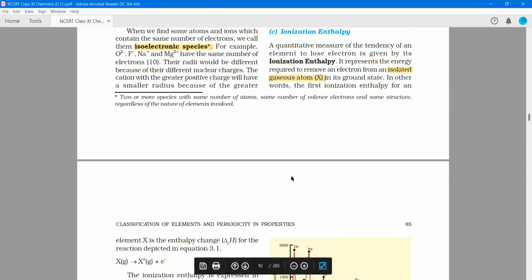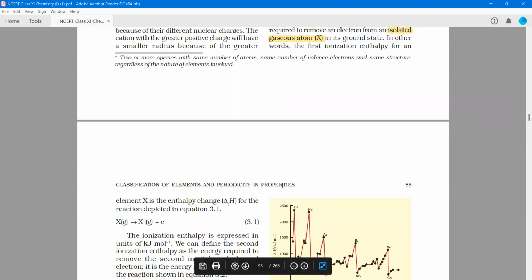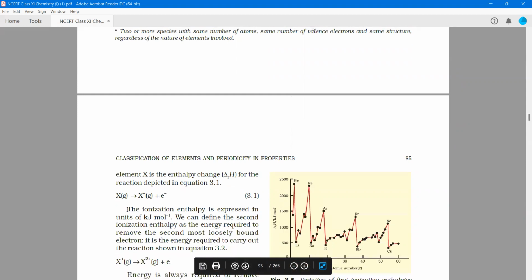So the first ionization enthalpy for an element X is the enthalpy change for the reaction depicted in equation 3.1, right? So the ionization enthalpy is expressed in units of kilojoule per mole. We can define the second ionization enthalpy also, but I think everyone knows that the second ionization enthalpy will be much greater than that of the first, and this has no exception, because it is more difficult to knock out an electron from a positively charged entity.